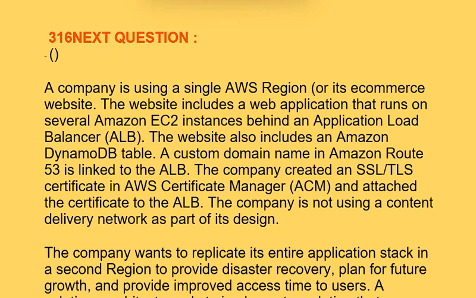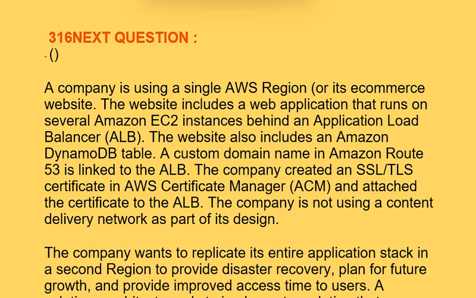Question: a company is using a single AWS region for its e-commerce website. The website includes a web application that runs on several Amazon EC2 instances behind an Application Load Balancer (ALB). The website also includes an Amazon DynamoDB table. A custom domain name in Amazon Route 53 is linked to the ALB.